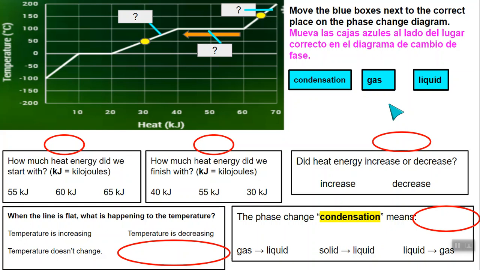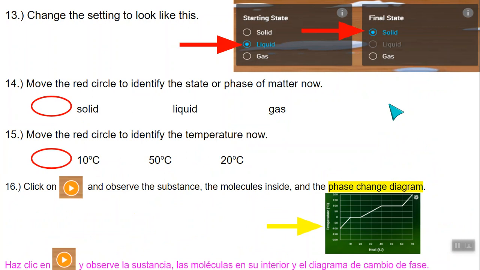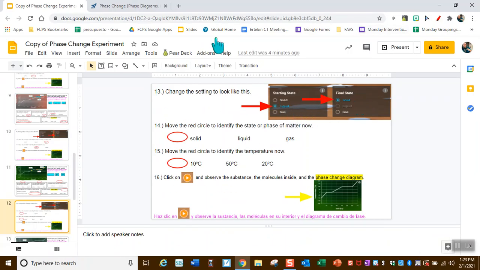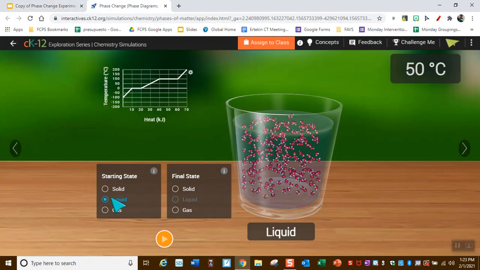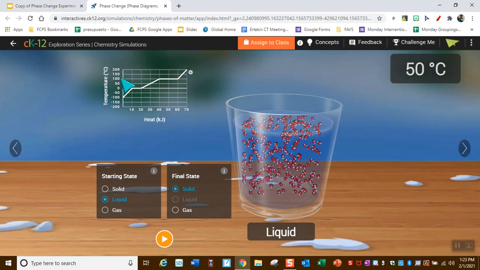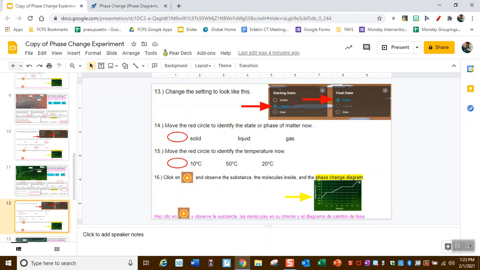Okay, good job. Now, change the setting to look like this. Ahora cambia el experimento para verse así. Liquid here, solid here. Okay? So let's do liquid here, solid here. Ooh, look at the snow. Just like it's snowing outside.